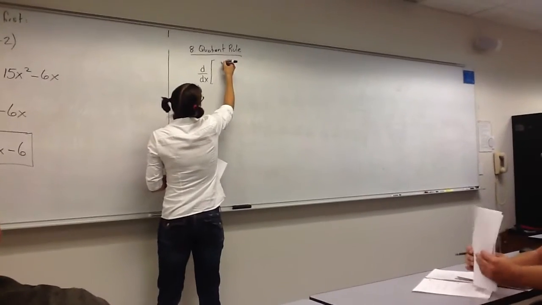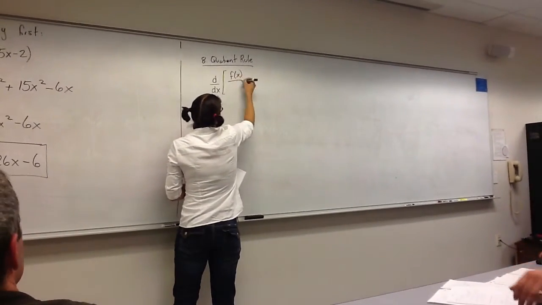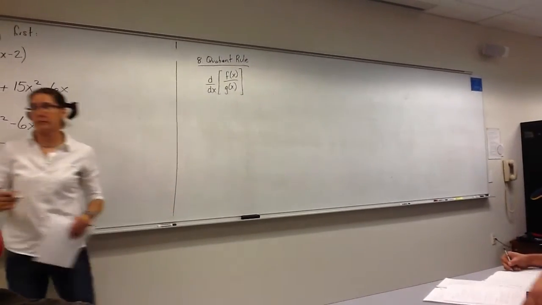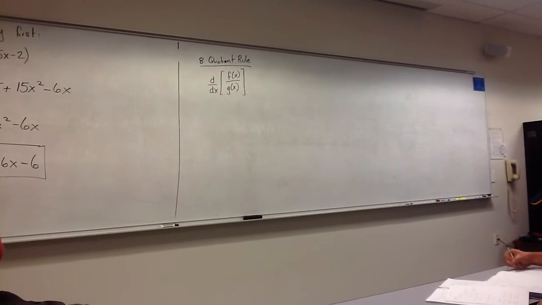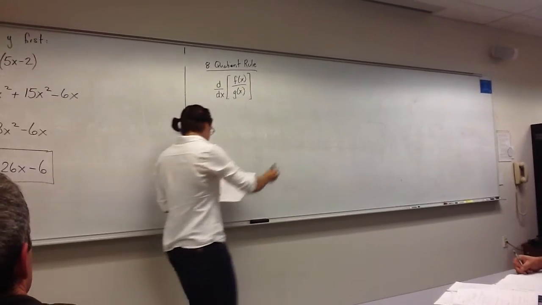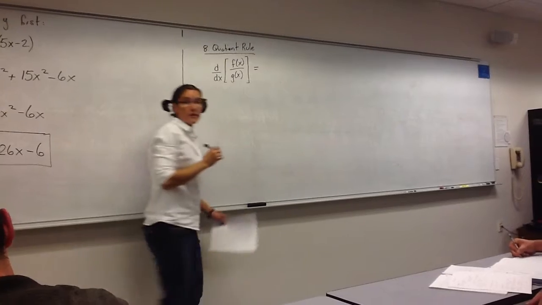The quotient rule says if you have two functions, f of x and g of x, and you'd like to divide them, then we have f of x over g of x. If you have a function like that and you want to take its derivative, then here's our formula.